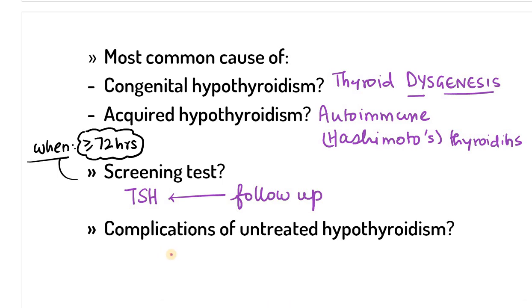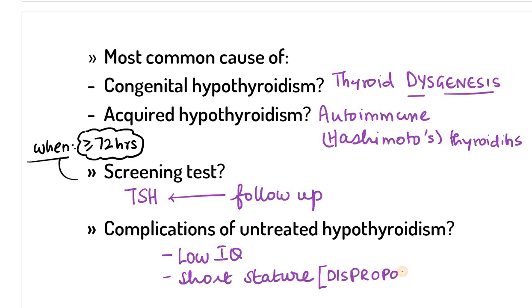Right. Now the last question here, which is the most common complication of untreated hypothyroidism? You all know that thyroid deficiency is going to directly affect the brain. So the child will definitely develop very low IQ. Second, the child can develop short stature. That's also a very important complication. They can ask you this question. What is the type of short stature? Proportionate or disproportionate? Answer is going to be disproportionate short stature.